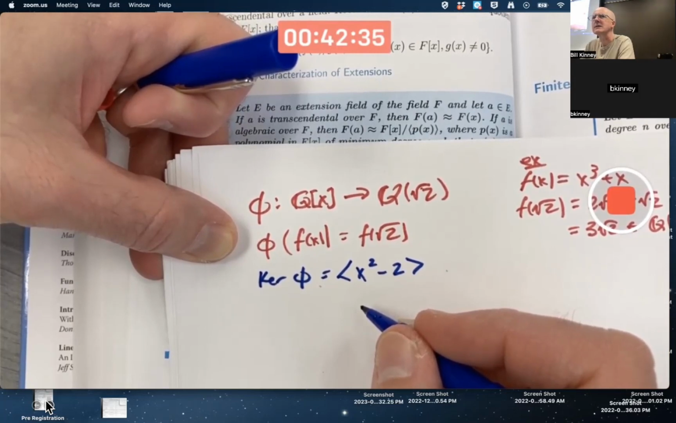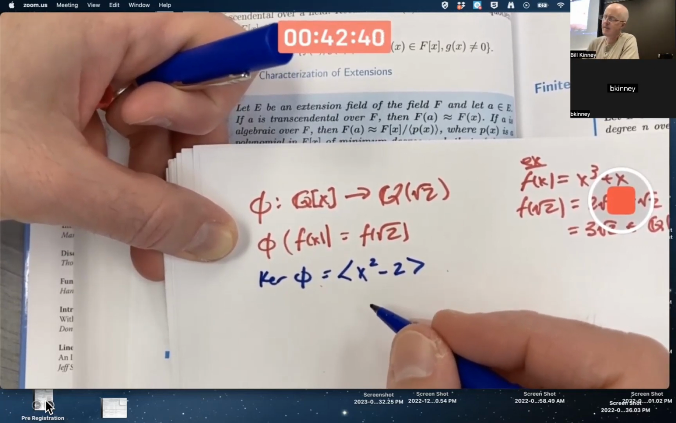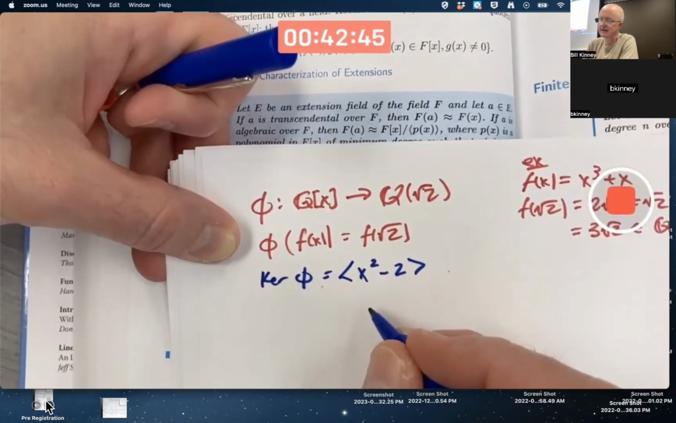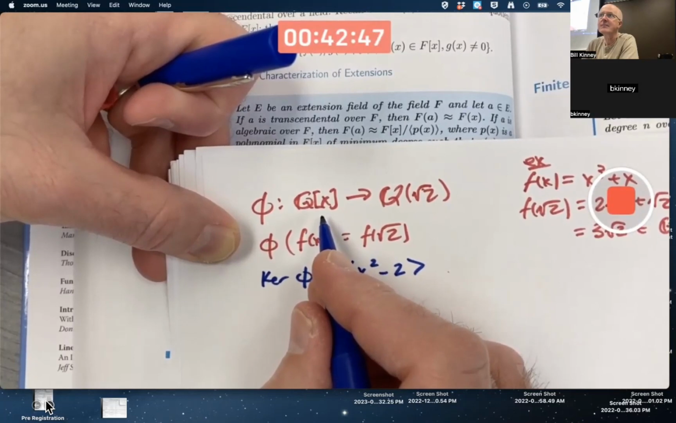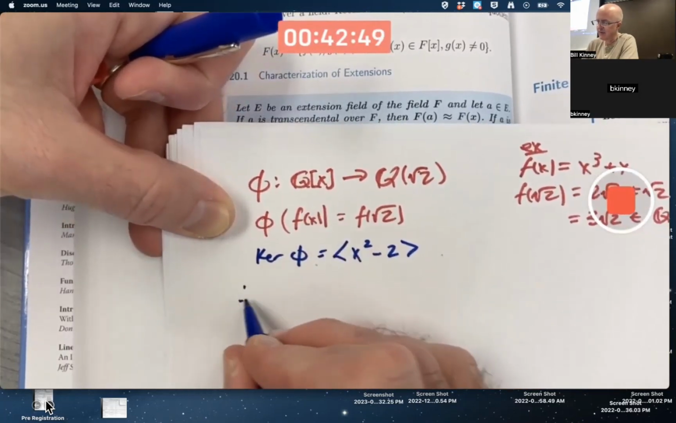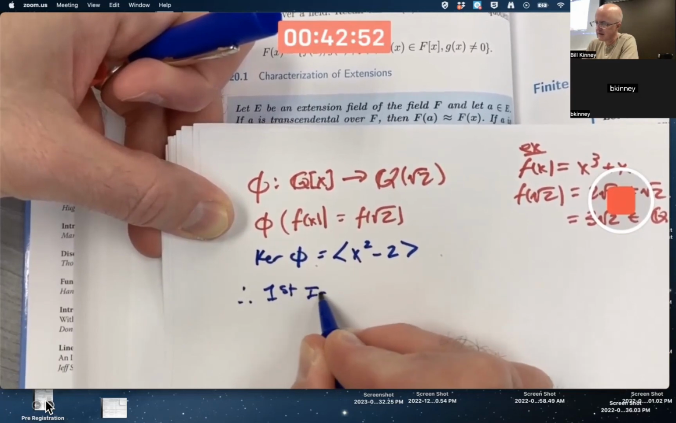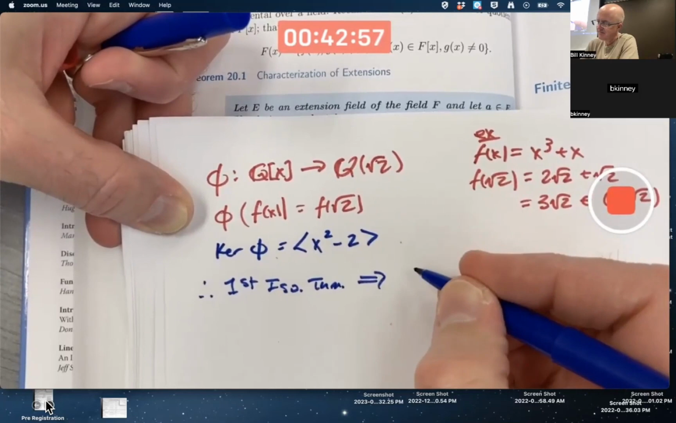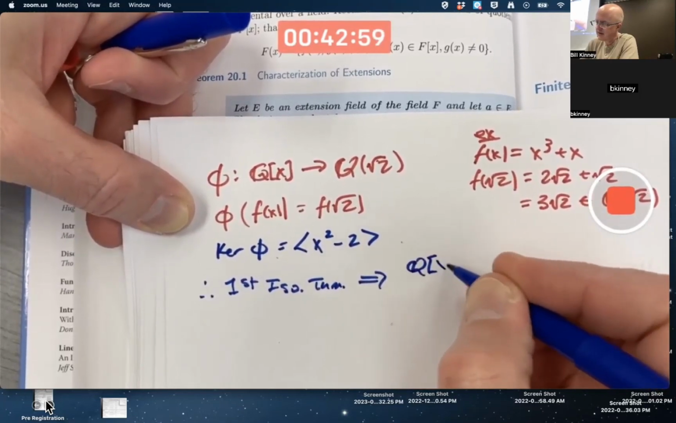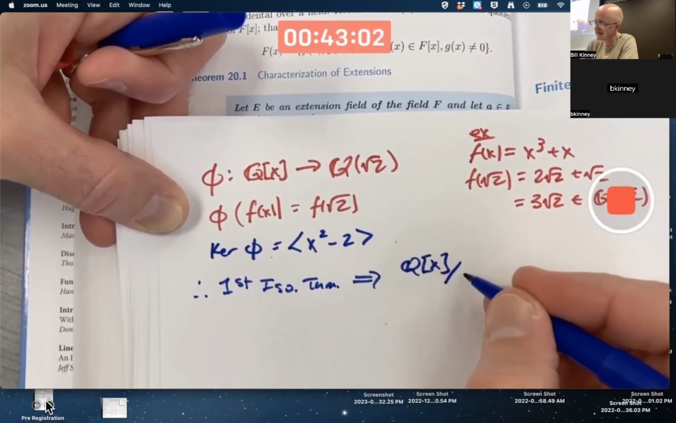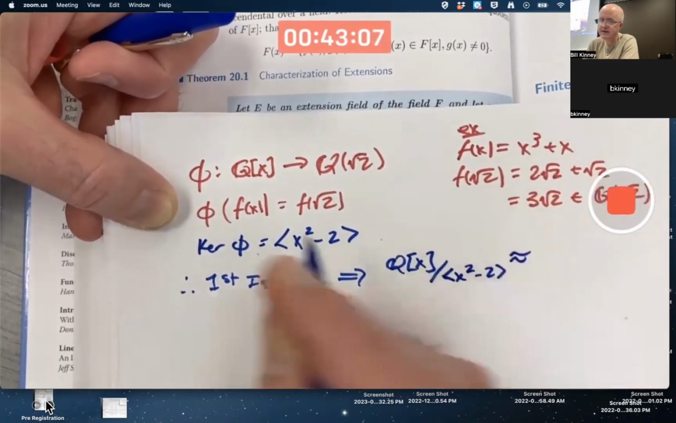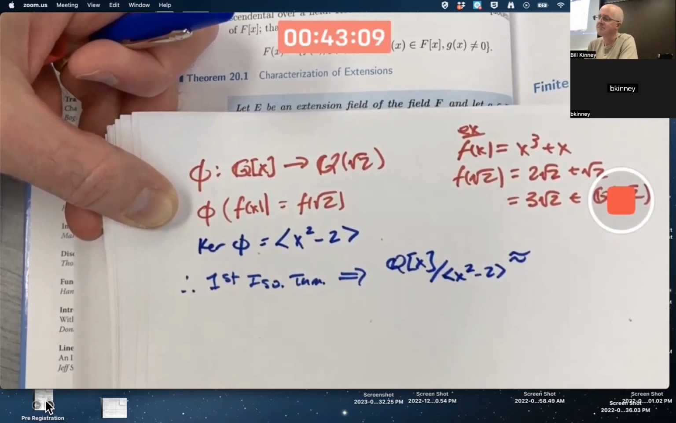You could probably use the factor theorem, maybe, from Chapter 16. Prove that. And x squared minus 2 is irreducible over Q. This is a maximal ideal in there. Therefore, the first isomorphism theorem implies that if I make the factor ring, Q[x] mod this maximal principal ideal, it is going to be isomorphic to the image of this ring homomorphism here.